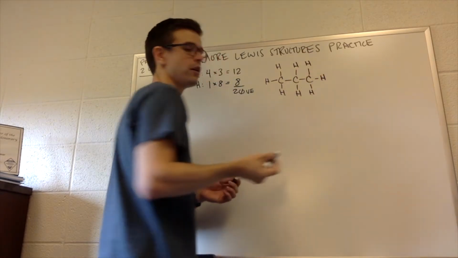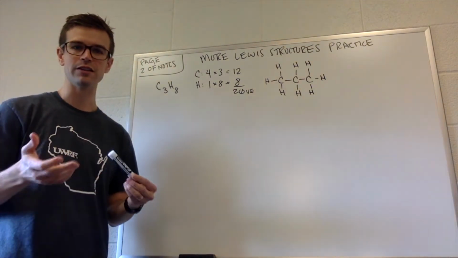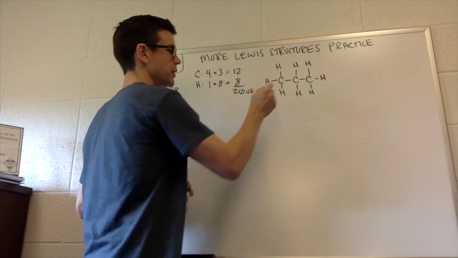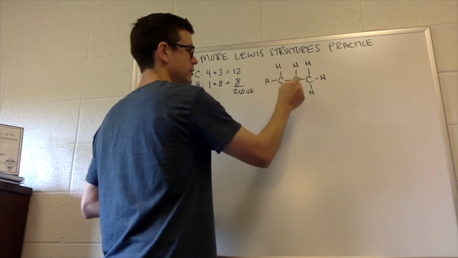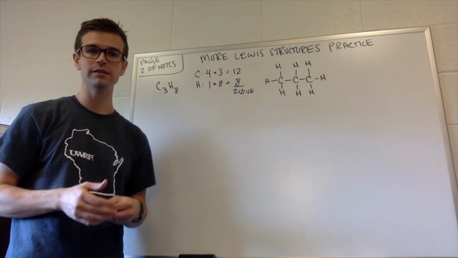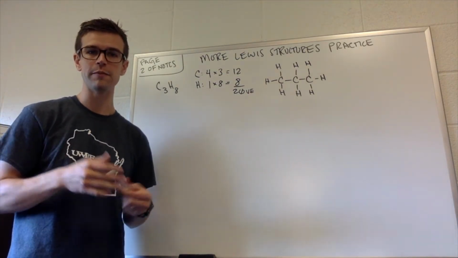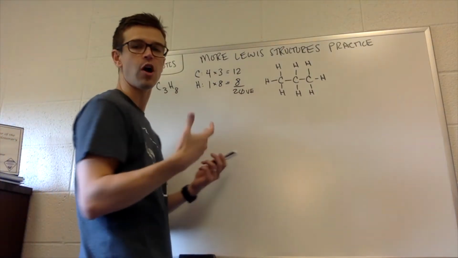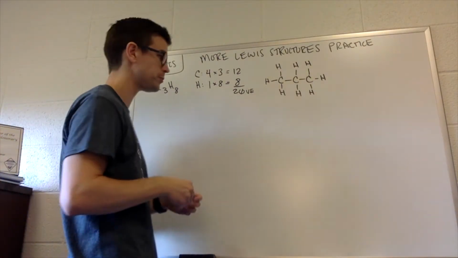And then once we've drawn our structure, we have to check if we have any valence electrons left over. If we count up the bonds, we have 1, 2, 3, 4, 5, 6, 7, 8, 9, 10 bonds. Each bond has 2 electrons, so that means we have used 20 valence electrons. So we have used all of the valence electrons at this point.